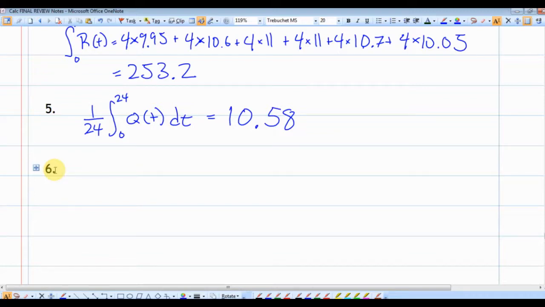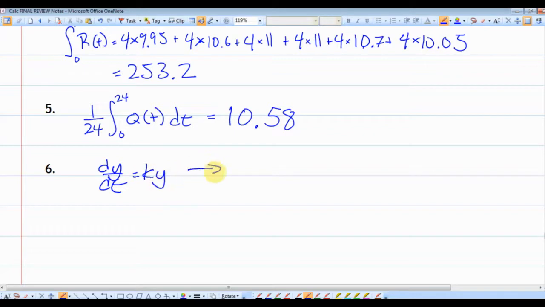To integrate this by hand, dy/dt equals k times y. Moving on. dy over y equals k dt.